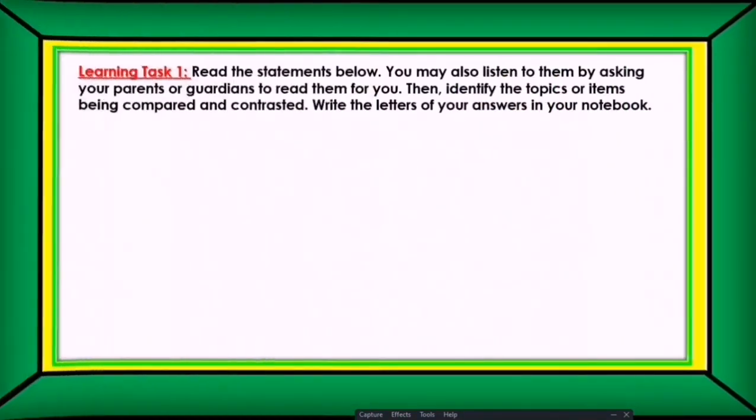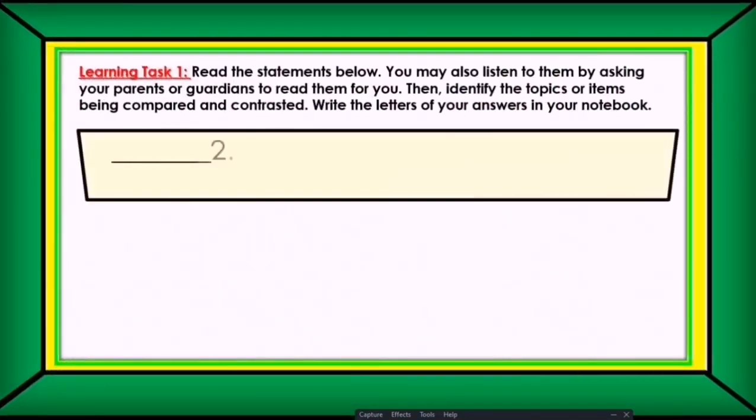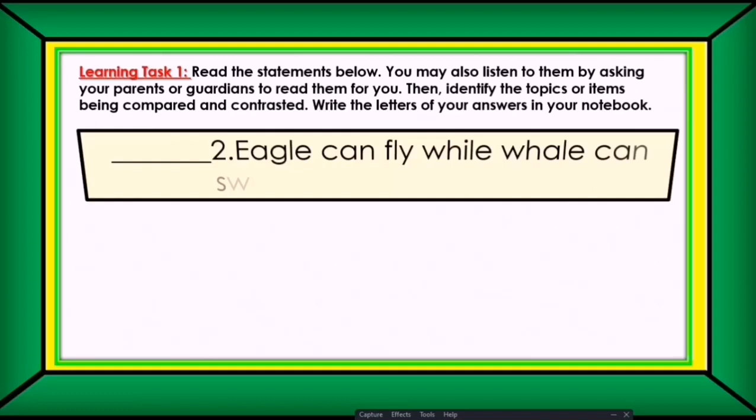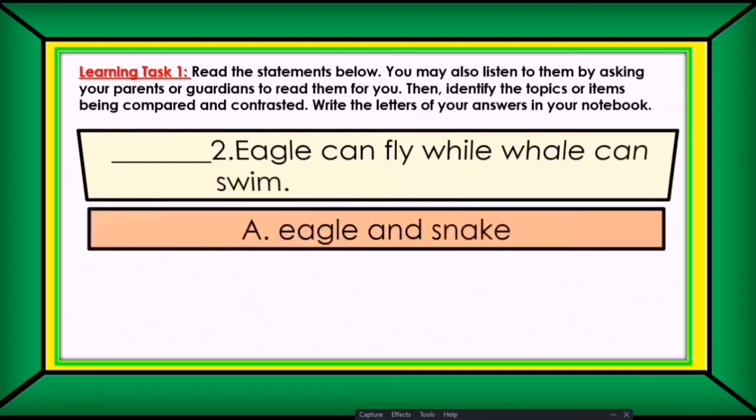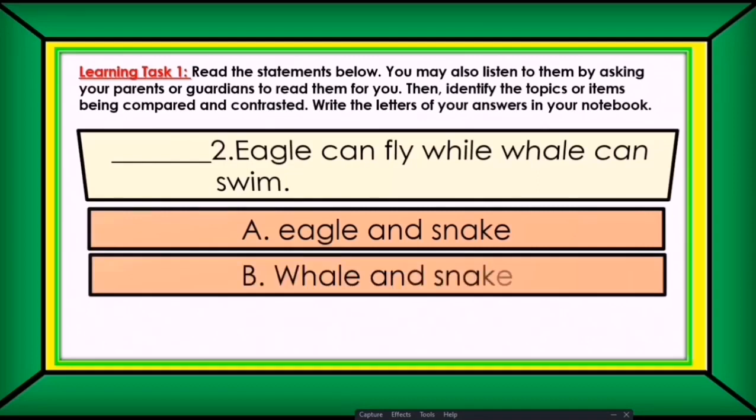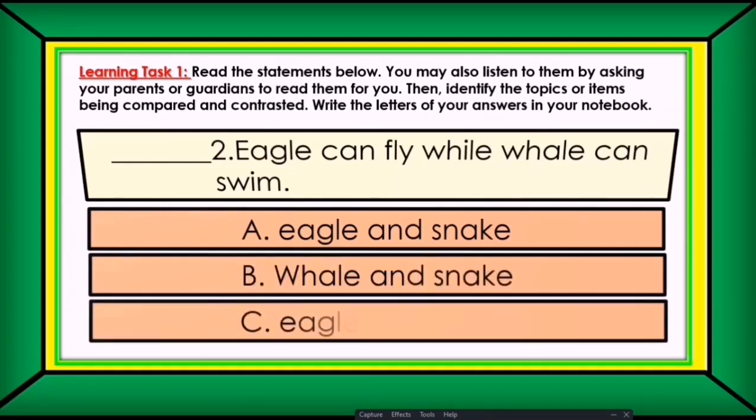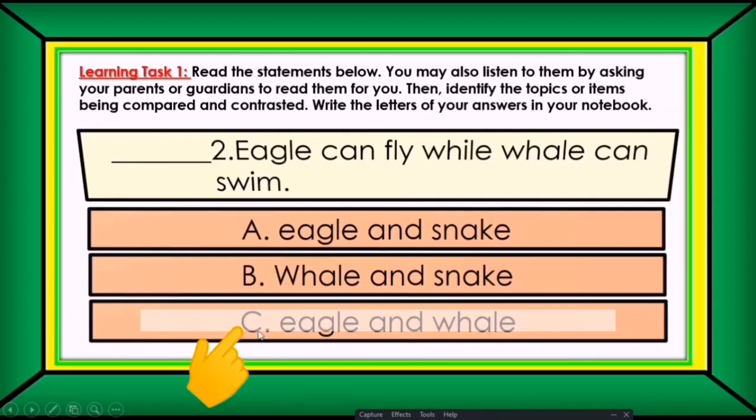Next one. For number 2, eagle can fly while whale can swim. A, eagle and snake. B, whale and snake. C, eagle and whale. The two animals are being contrasted. So the correct answer here is eagle and whale. So that is letter C.